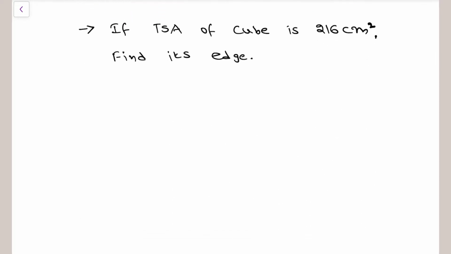If the total surface area of a cube is given as 216 centimeter square, then find its edge. So what is the formula for TSA of a cube? Total surface area of a cube equals 6a square. Then that 6a square is given as 216. We need to find the a value.